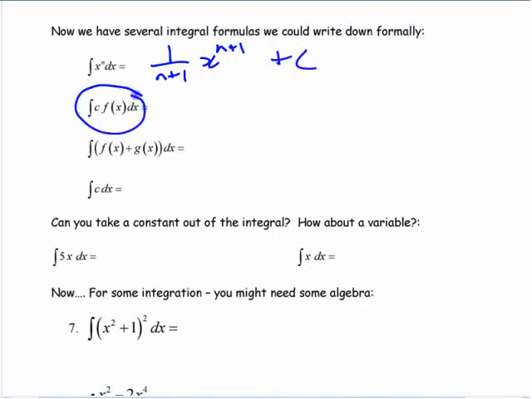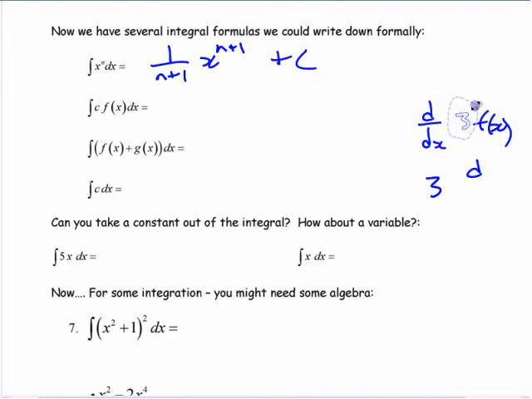This is if you have a constant times a function. Just the same way as if you had the derivative of 3 times f of x, you could pull the 3 outside. If you're finding the derivative of something, you pull the 3 outside. You can do the same thing here. If you're finding the integral of a constant times a function, you can pull the constant outside. Does that make sense? Okay, you can put the constant outside. These all parallel what you have for derivatives.